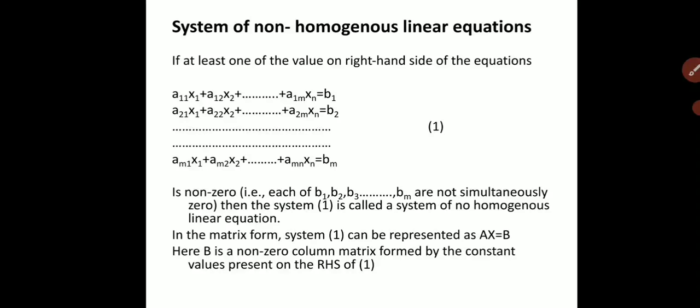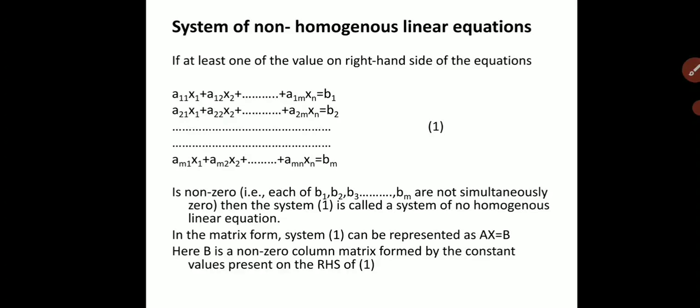Consider m equations in n unknowns: a11x1 plus a12x2 plus etc. up to a1n xn is equal to b1. Similarly, a21x1 plus a22x2 plus etc. up to a2n xn is equal to b2. Like this, the mth equation is am1x1 plus am2x2 plus etc. up to amn xn is equal to bm. If at least one of the right hand sides, that is at least one of b1, b2, b3 etc. up to bm, is non-zero, then the system of equations is called a non-homogeneous linear system.